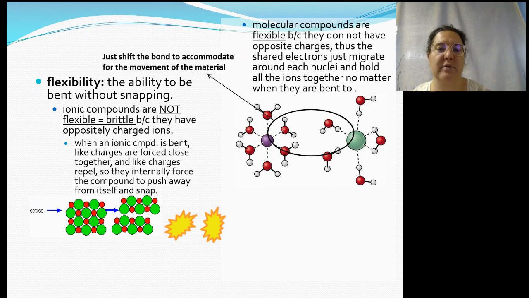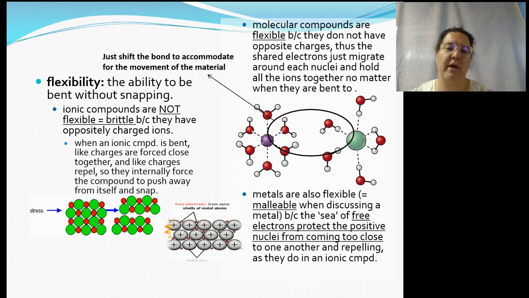Molecular compounds are flexible because they do not have opposite charges, so the shared electrons migrate around the nuclei and hold the atoms together no matter where they're bent. They're able to move those charges around so that they can stay together. Metals are also flexible because the sea of free electrons, which protects the positive nuclei from coming too close together, is able to move and allow the metal to be formed into different shapes.